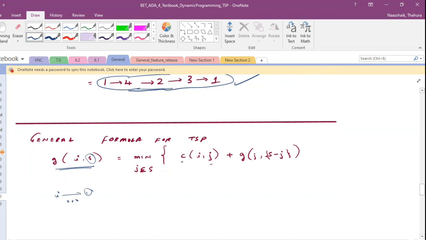So how do you get that? You have to go from I to some vertex j in the set. So you have to go from I to j. This is the edge. And from j, use the formula. So what is the formula? Suppose j is one of these in the set. So you go from I to j, and from j, use the formula so that you go to 1.